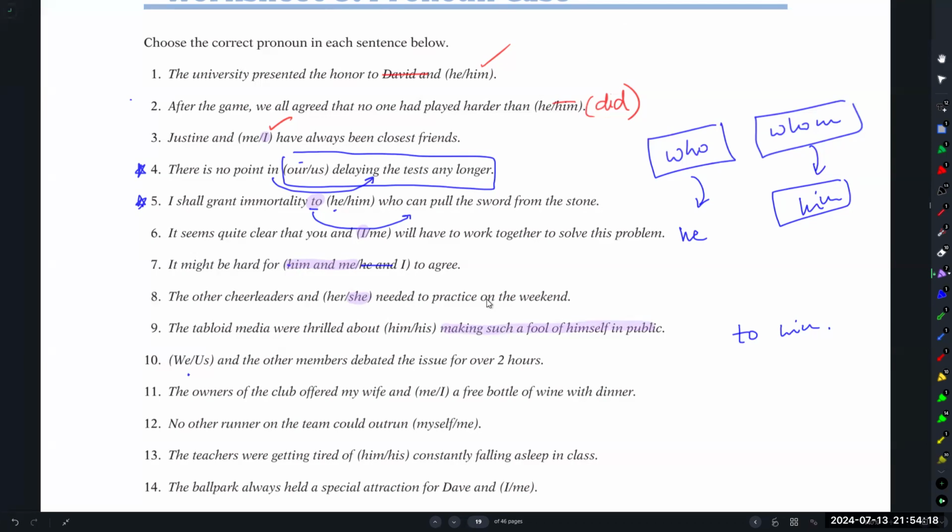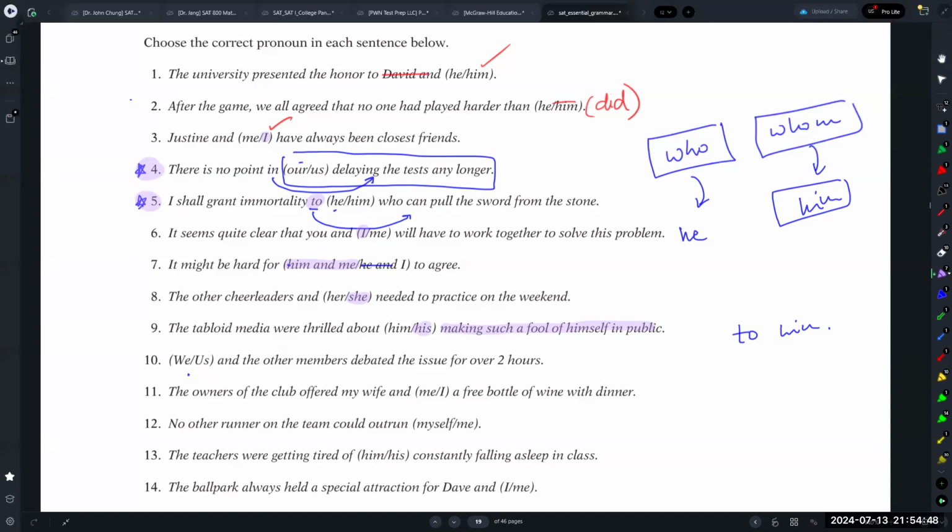Are they thrilled about him or are they thrilled about his act? The answer is his act. So it should be his act. I think this should help you solve 4 and 5 as well. 4. There's no point in our delaying tests. Just like that, the tabloid media were thrilled about his making such a fool of himself.